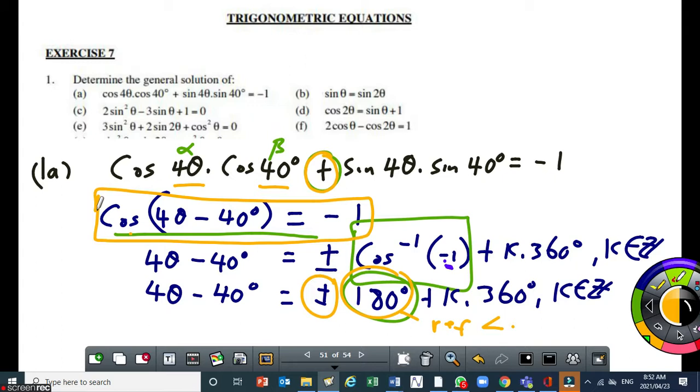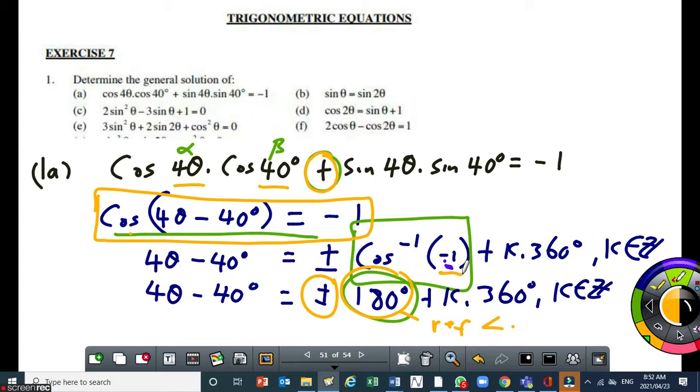Remember when you first introduced trig equations in grade 10? That's a grade 10 trig equation. So to solve this, don't touch the 4 theta minus 40 degrees. Take this cos to the right. It becomes shift cosine of -1. Because the ratio is -1.